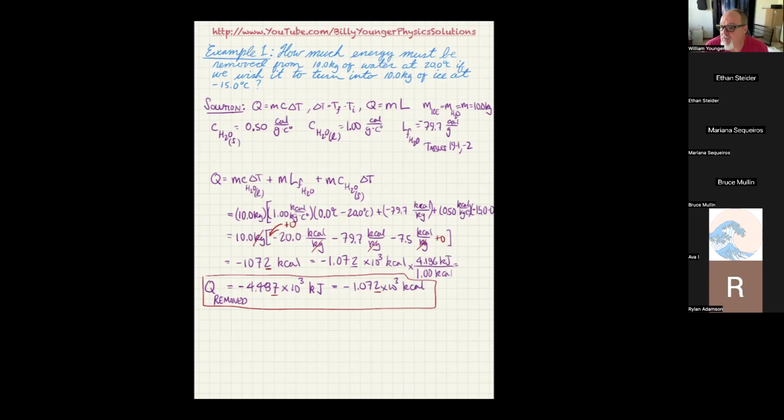So, for instance, if you were to actually take 10 kilograms of water, maybe, in a big plastic tote or something like that, and stuck it in a freezer, what you're saying is that that freezer is going to have to remove about 4.487 million joules from that water to turn it into water ice at negative 15.0 degrees Celsius.